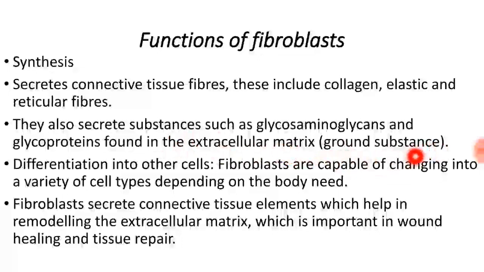And also fibroblasts differentiate into other type of cells depending on the body needs. Fibroblasts are capable of changing into a variety of cell types depending on the body needs. And also fibroblasts secrete the connective tissue element which help in remodeling the extracellular matrix which is important in wound healing and tissue repair.